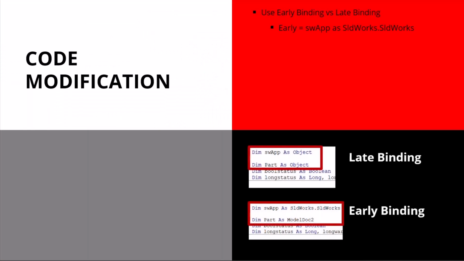Now, when we use a macro recorder, there's some things that are important to know. One is early binding versus late binding. When we use the macro recorder, it will always use the late binding. In other words, it'll show dim SWApp as object, dim part as object, rather than early binding, which calls out or specifies the type of those variables. So here we see in the early binding, we're using SldWorks.SldWorks for the SWApp variable. And the benefit of that is that you're going to have the IntelliSense give you the appropriate methods and properties of that particular interface.